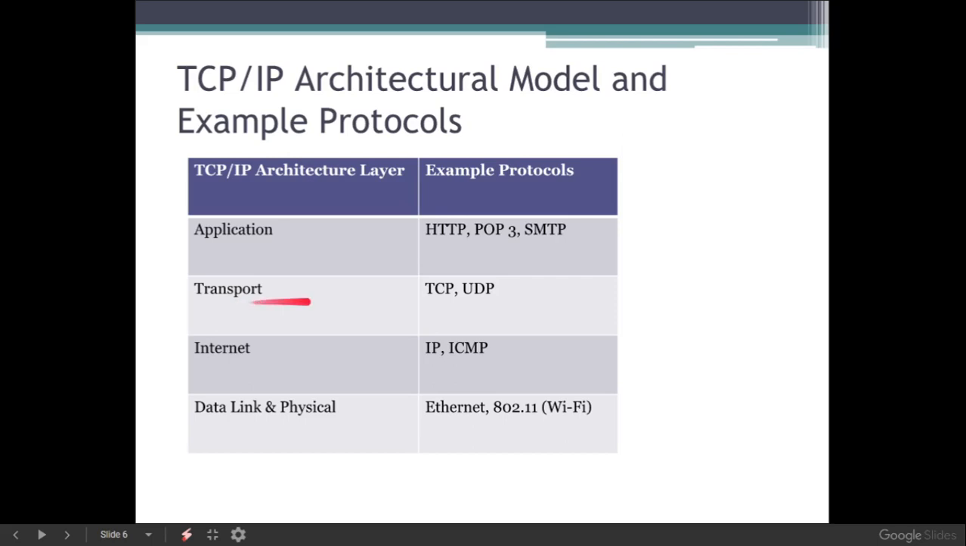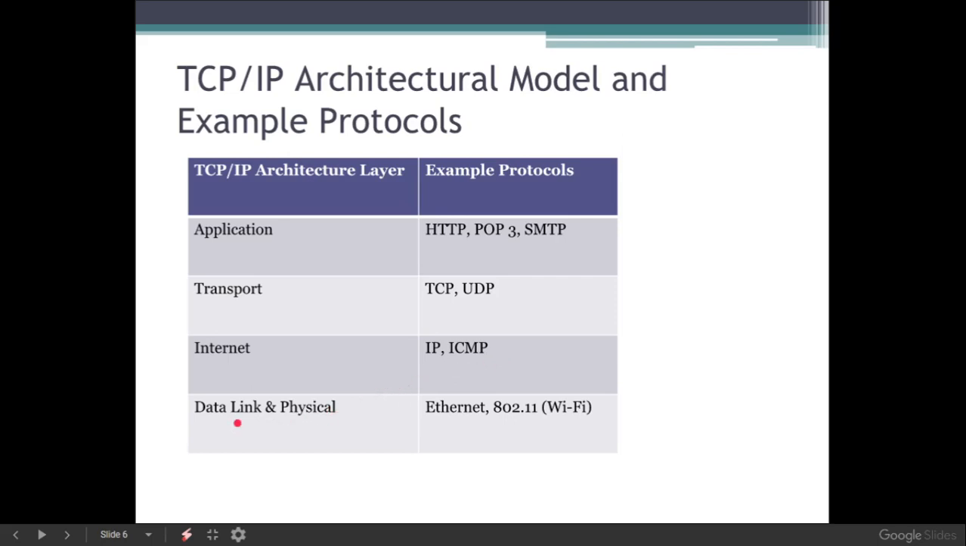Then at the transport layer, we have TCP and UDP, and the TCP is reliable, UDP unreliable. Then at the internet layer, we have IP and ICMP. So IP is what is used to deliver the data from one computer to another. ICMP is used to provide messages. So like when you do ping, those messages that you get back, the reply or request time out, all of those messages are delivered by ICMP. ICMP, Internet Control Message Protocol. So its job is just to deliver messages.